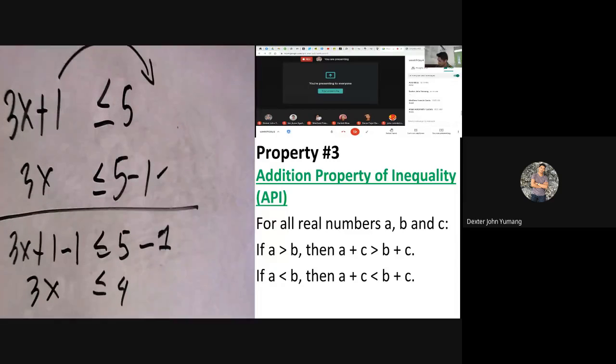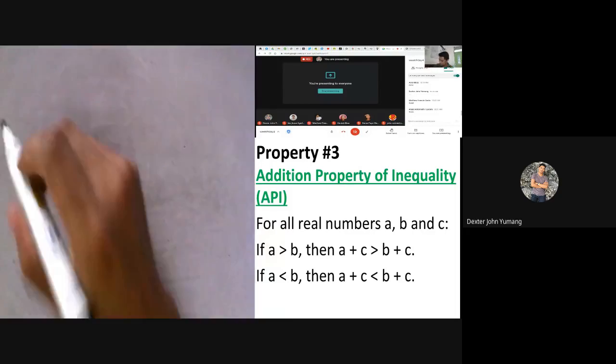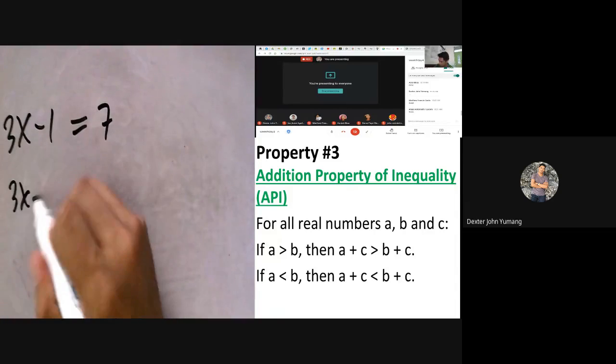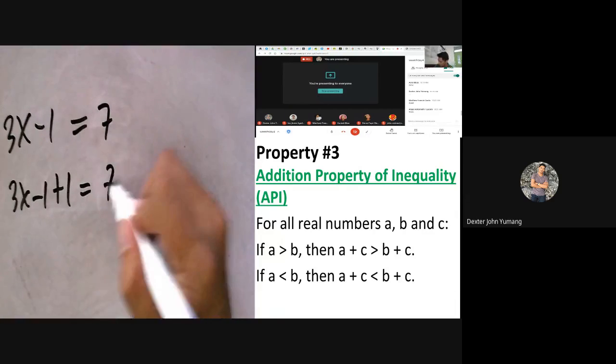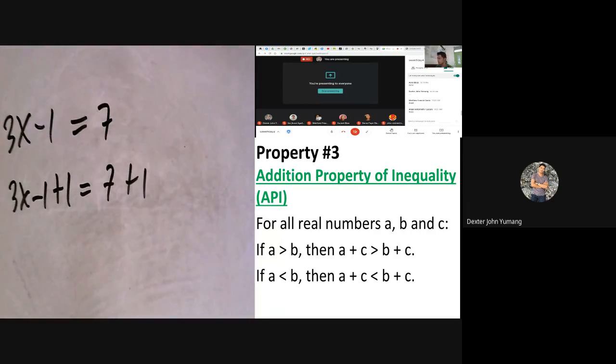For example, nag-add ka dito ng 3x minus 1 equals 7. So, 3x minus 1, mag-plus 1 ka dyan. So, mag-plus 1 ka rin dito. And that is what you call now the addition property of inequality. Please type done if you're done.